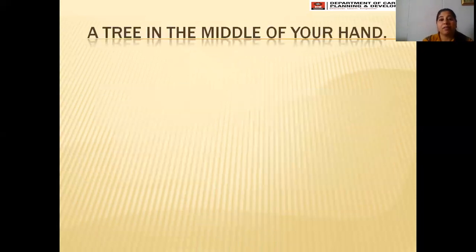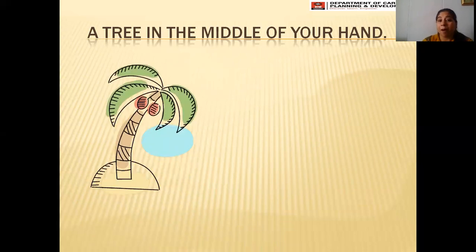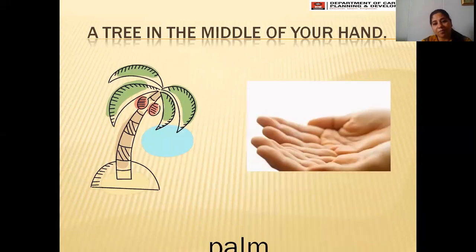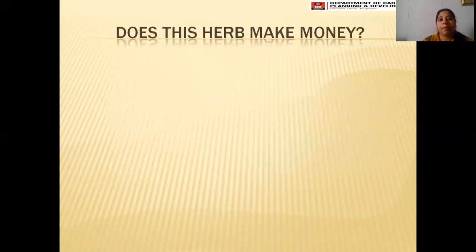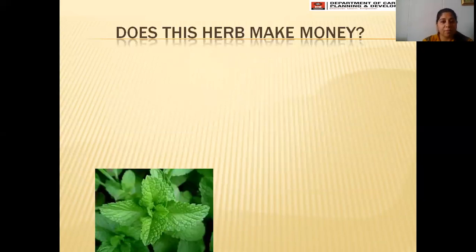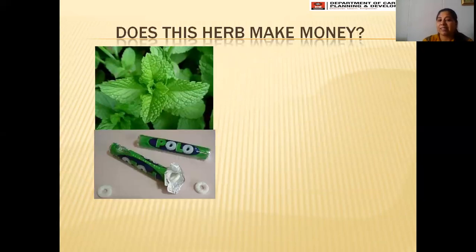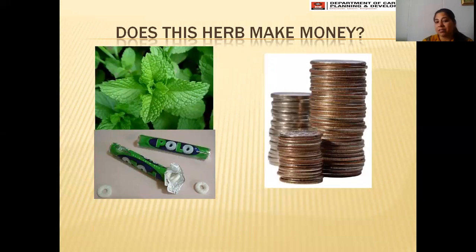A tree in the middle of your hand. What is a tree in the middle of your hand? It can be a palm tree or your palm. So palm is the correct answer. Does this herb make money? Which herb are we talking about? This is mint, and this is also mint. So we are talking about mint. Minting money or mint, that is a herb.